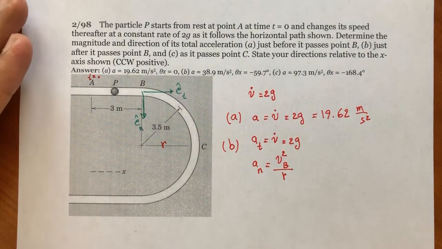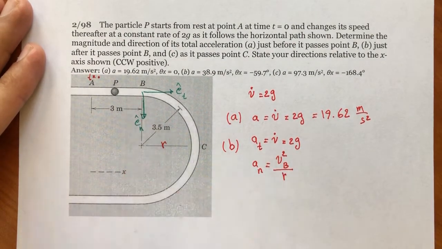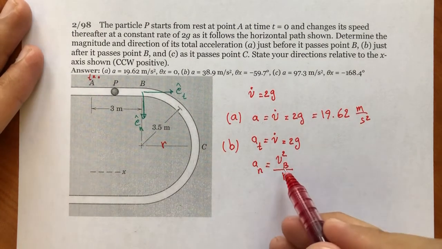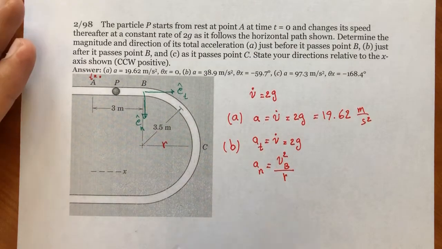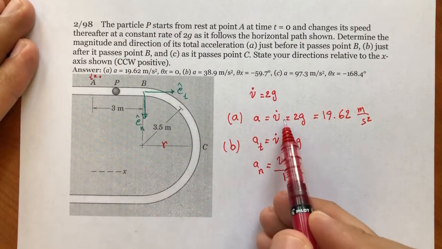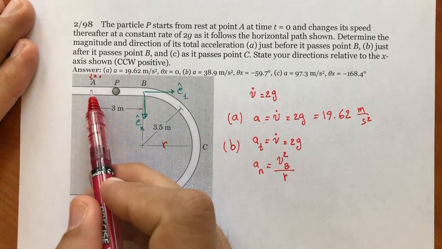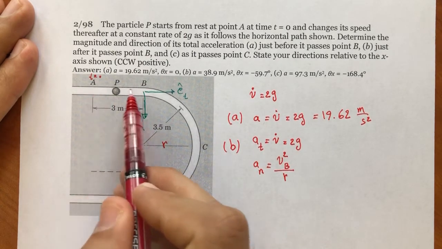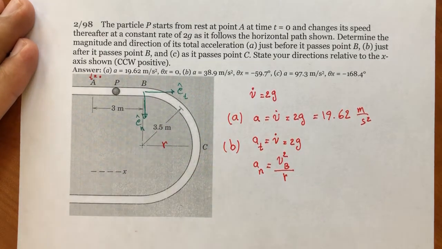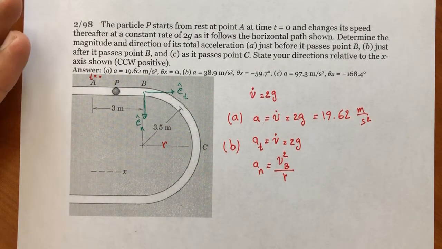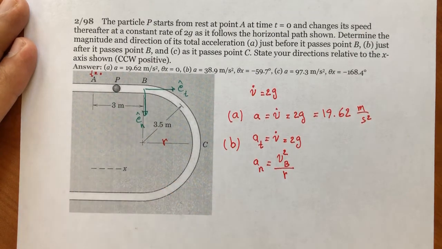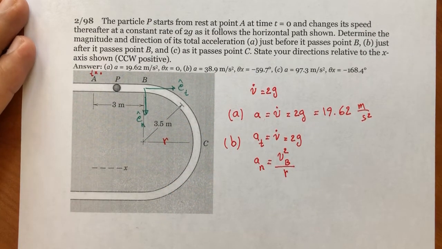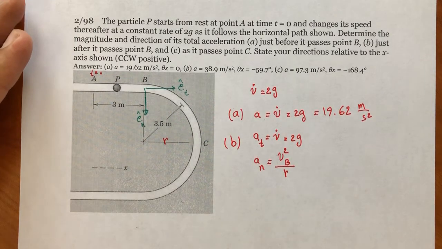Let's call it r. So I need to find the velocity of the particle at point B. If I do that, I can put it here to find the acceleration in the normal direction. How can I do that? We can actually figure it out from the first part. The particle is moving on a line, it starts from 0, and we want to find the velocity of it here. I don't have any information about the time, so probably the easiest way is using a time-independent equation between A and B to find the velocity at point B.